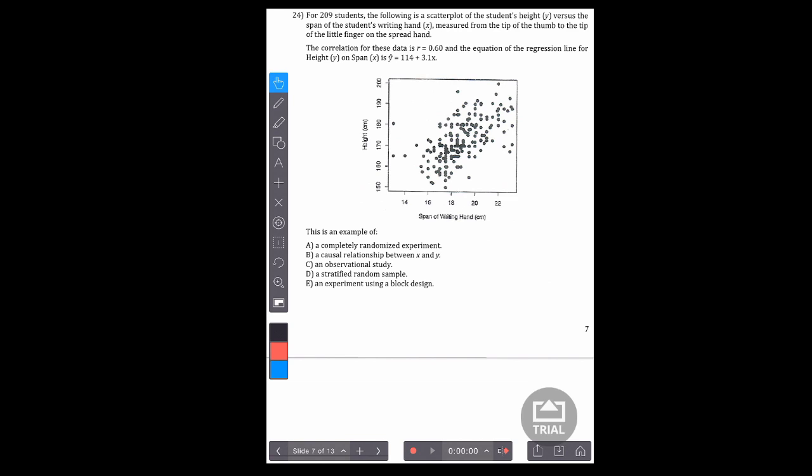So what's happening here? For 209 students, the following is a scatter plot of the students' heights versus the span of the students' writing hand, measured from the tip of the thumb to the tip of the little finger when you spread your hand out as much as you can. The correlation for these data, R, is 0.6. So it implies that you can't predict one perfectly from the other, but it does look like when one is high, the other one is high. So when a person is tall, they have a wider hand span. They give you the regression line, and they ask you to identify what this is. What kind of data is this? What's your answer?